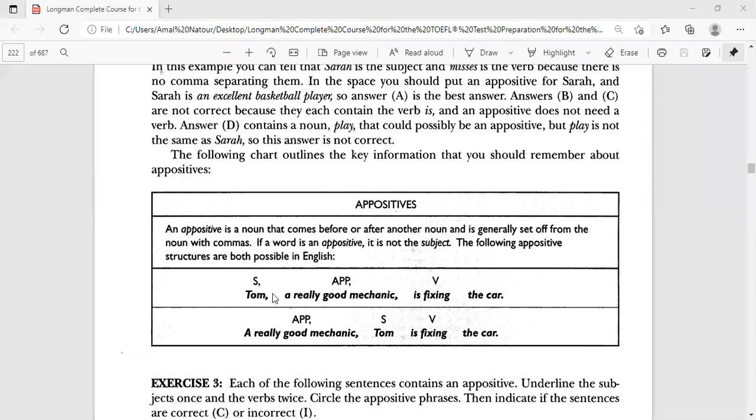Tom, comma, a really good mechanic, comma, is fixing the car. Here, the appositive comes in the middle. But here, in the second example, a really good mechanic, comma, Tom is fixing the car. Tom is the subject, is fixing the verb. What about a really good mechanic? This is the appositive and it is followed by a comma.